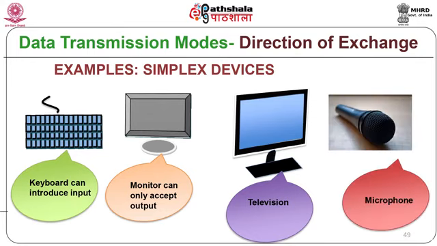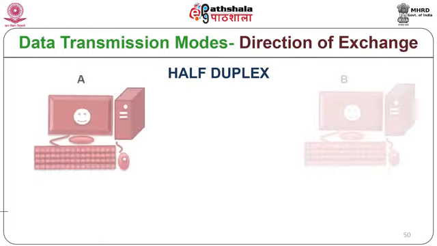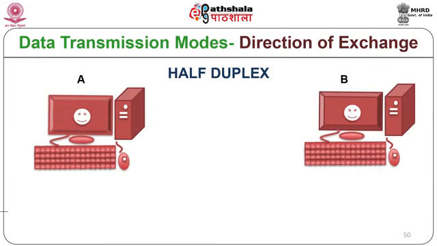An announcer talks into a microphone and his or her voice is sent through an amplifier and then to all the speakers. Signal travels in only one direction, from microphone to speaker. Half duplex. A half duplex system can transmit data in both directions but only in one direction at a time. That means half duplex mode supports two-way traffic but in only one direction at a time.